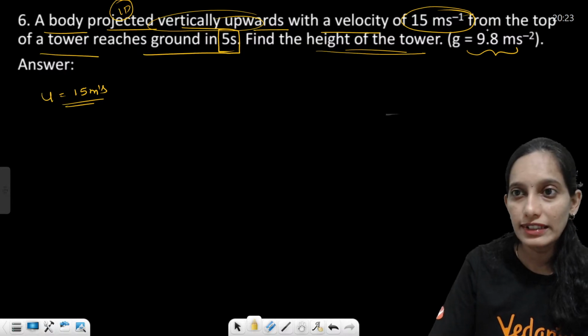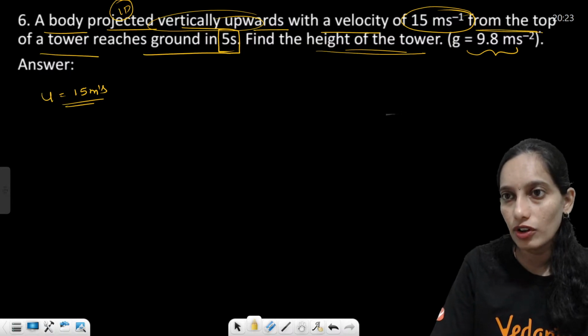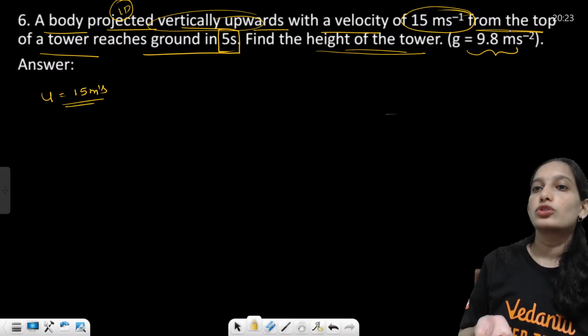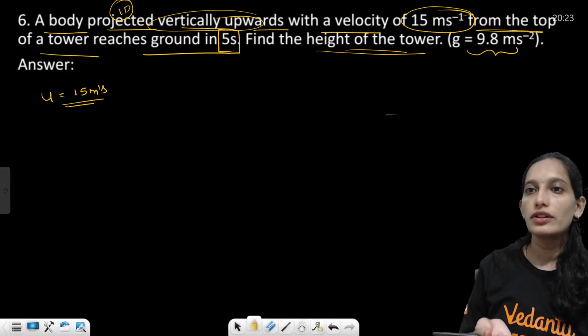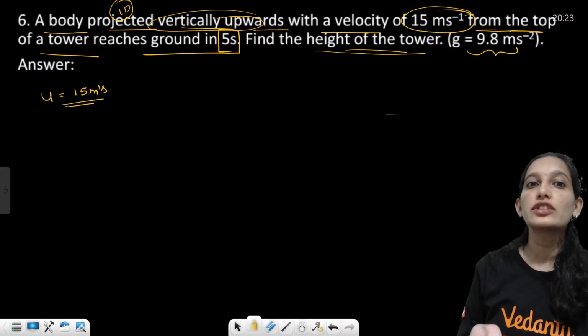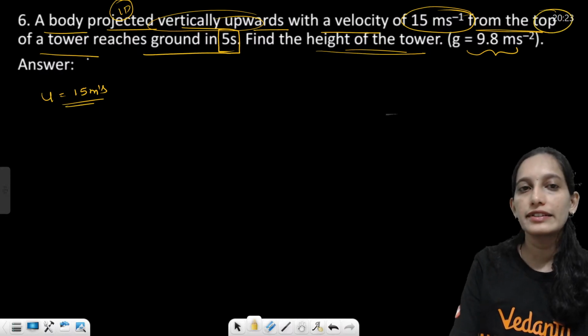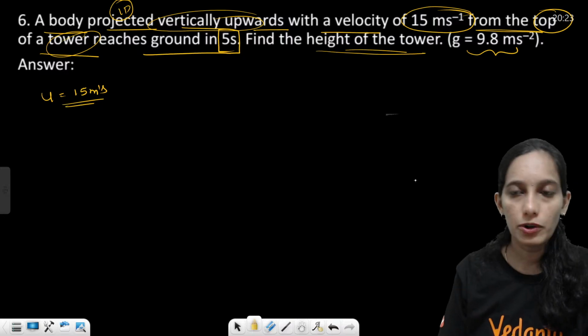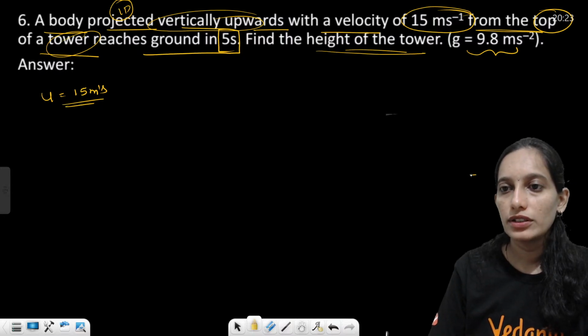And there is one slight difference. What they are saying is that it is not thrown upwards from the ground, instead it is thrown upward from the top of the tower. This is a slight difference in this particular problem. So let me try to have a diagrammatic representation.